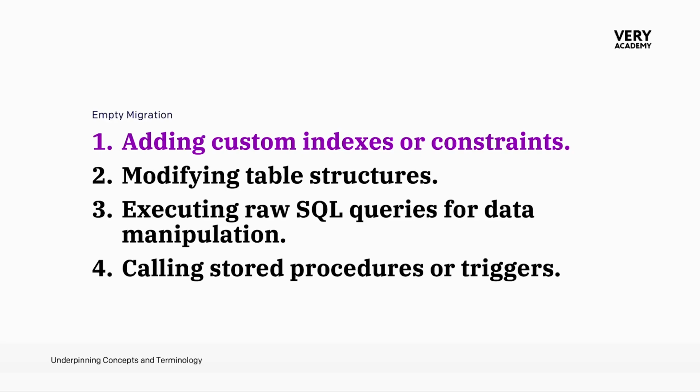So here we create an empty migration file. We might be adding custom indexes or constraints, modifying table structures potentially, executing raw SQL queries for data manipulation, or calling stored procedures or triggers. In such situations, you would typically create an empty migration to serve as a placeholder for this custom SQL modification. Ultimately, this allows us to document and version control the changes within your Django project, even though they are not directly tied to model changes.